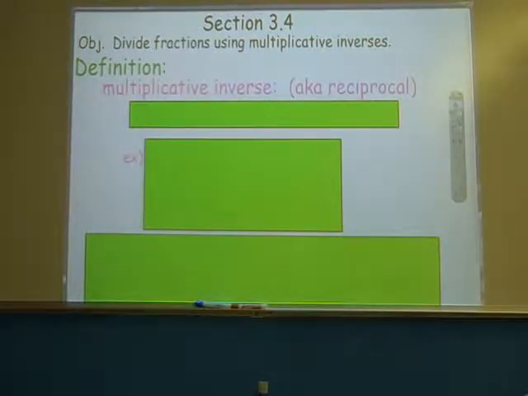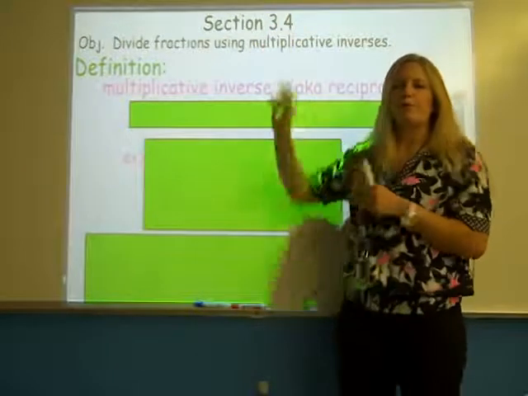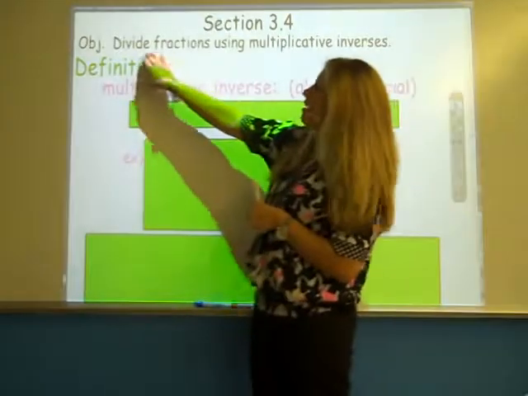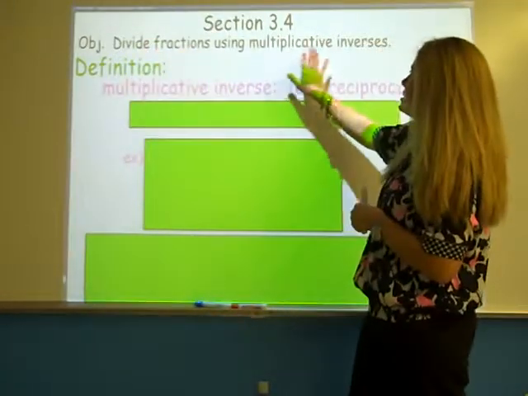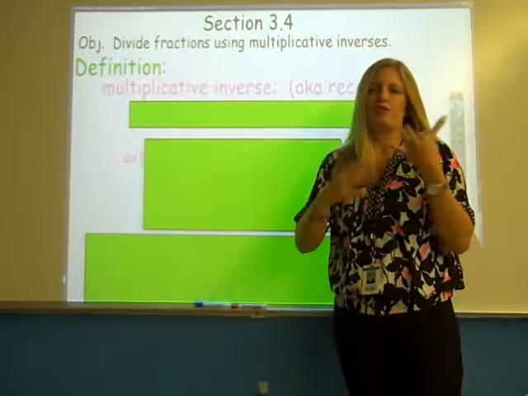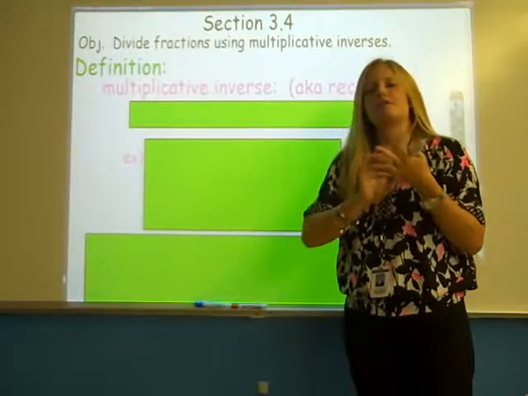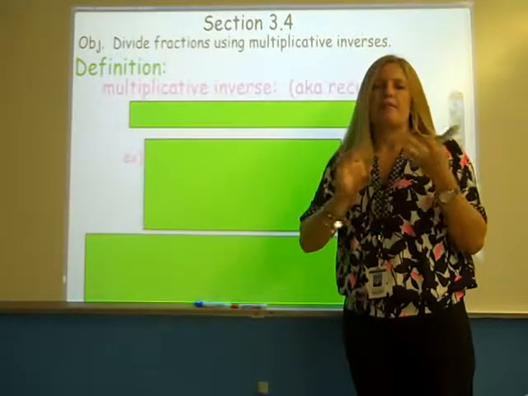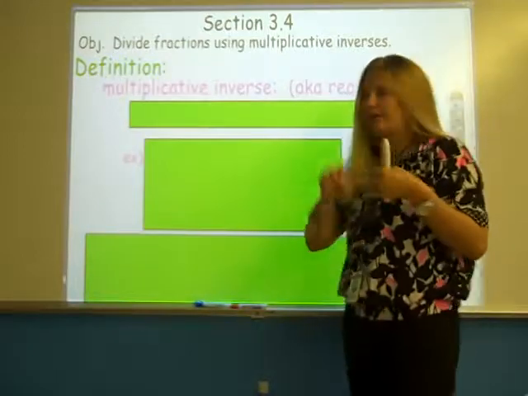Hello! Today we're going to be doing section 3.4 from our textbook, which involves dividing fractions and using the multiplicative inverse. So first we're going to do some vocabulary, then we're going to do some dividing fractions, and then we're going to do some dividing fractions with variables.